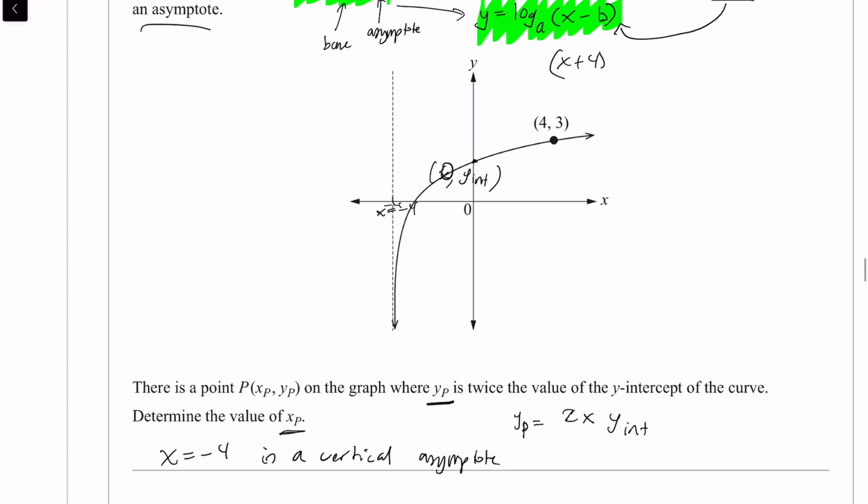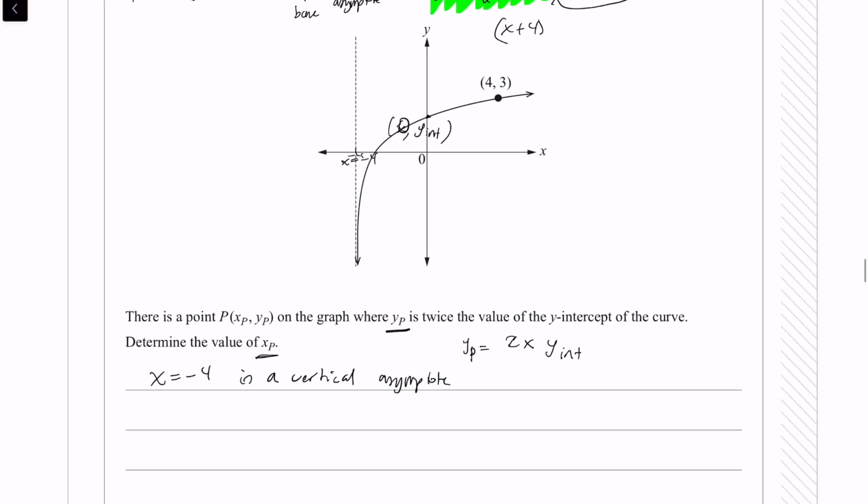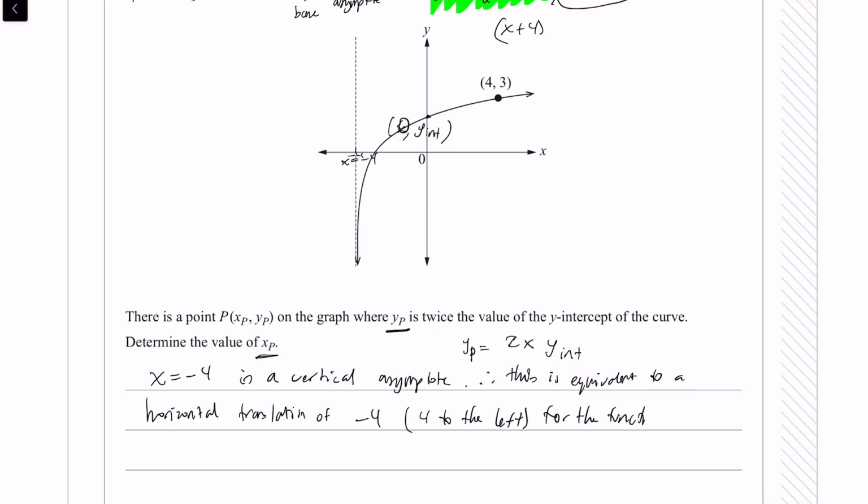Okay, and we know it's vertical because of the dashed line on the graph. And therefore, this is equivalent to a horizontal translation of -4, or in brackets 4 to the left, for the function y equals log base a of x.